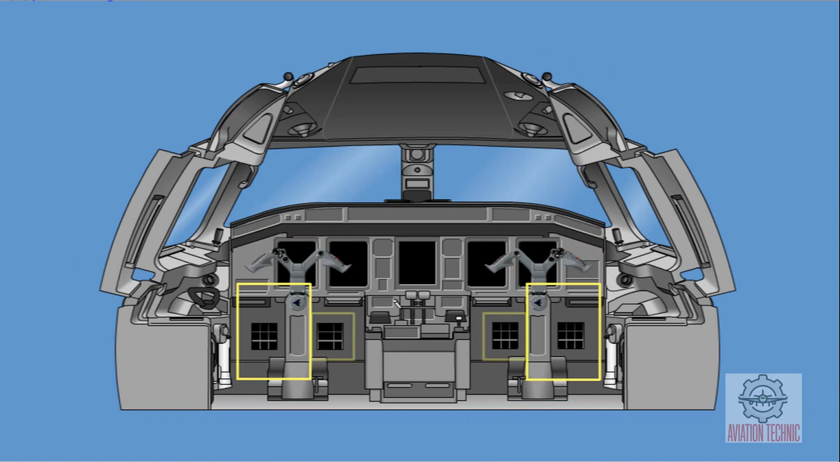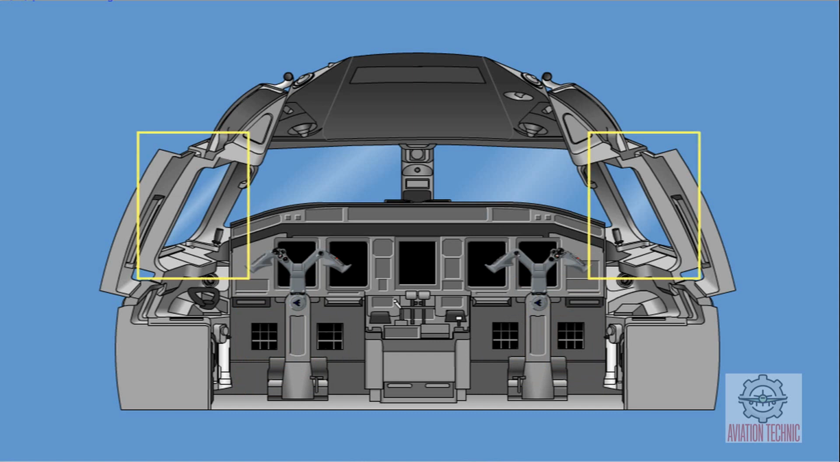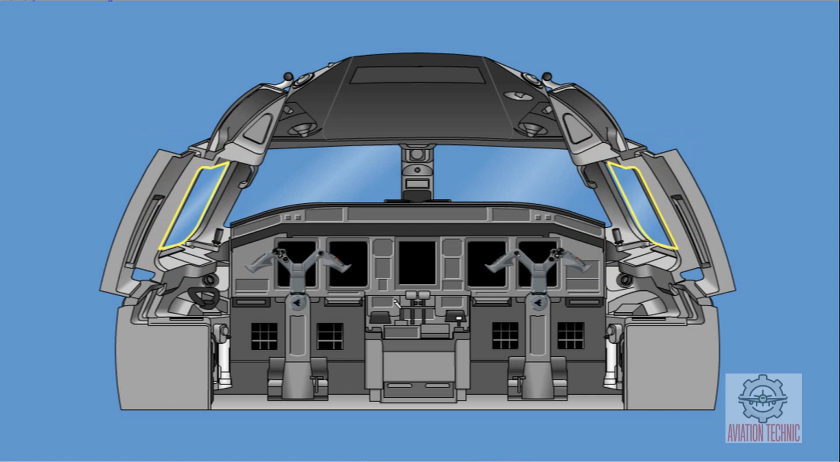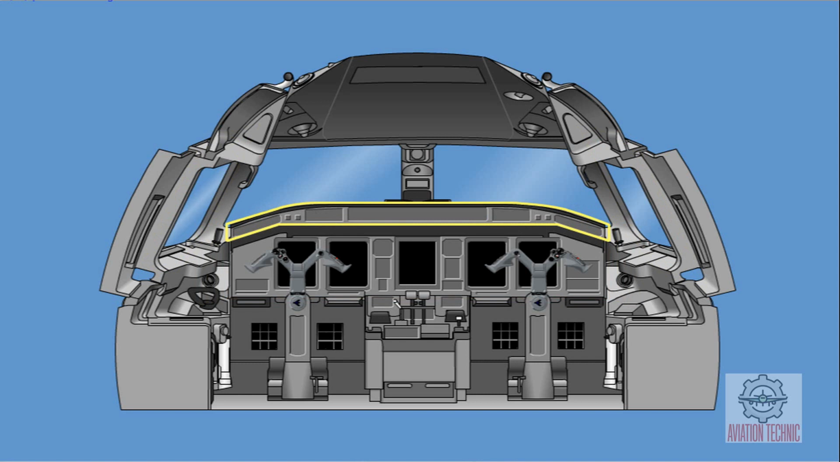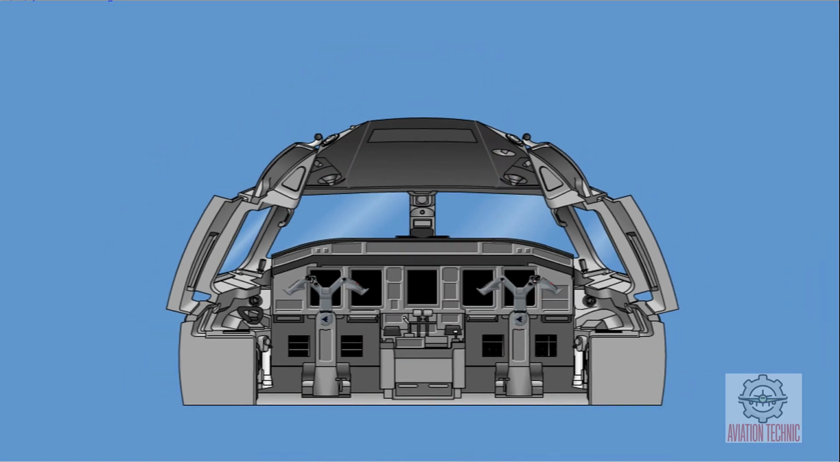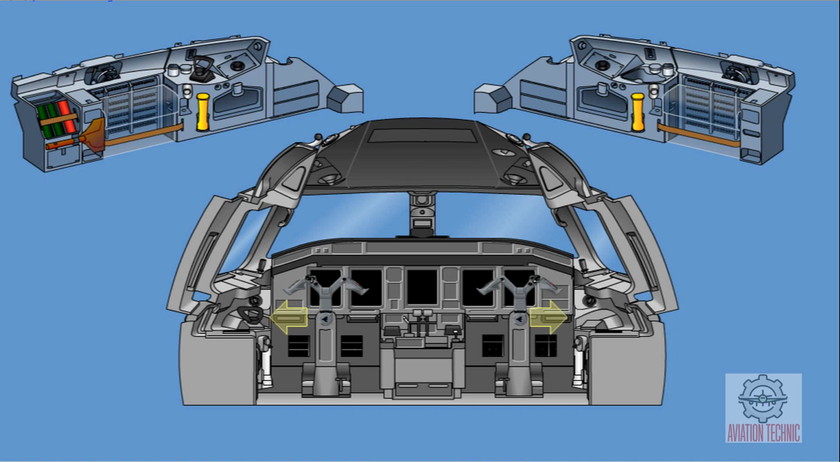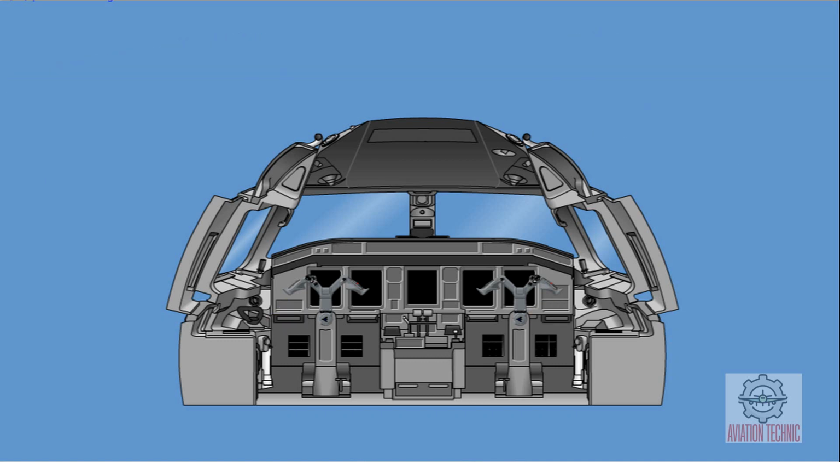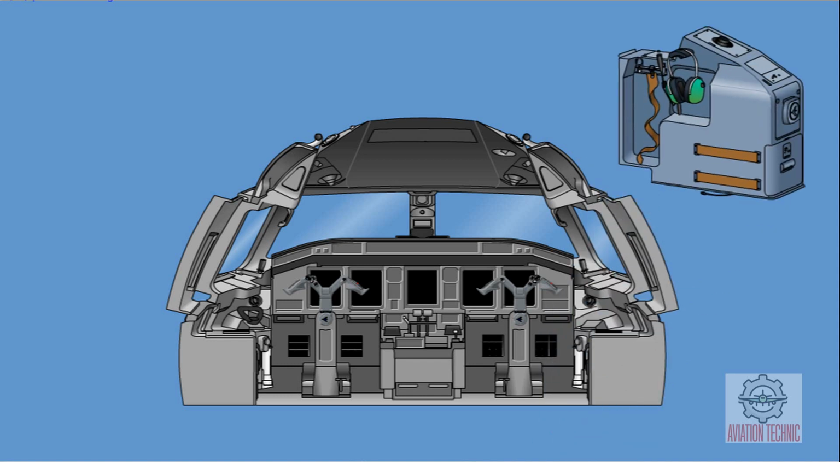Two control columns and rudder pedals. Crew emergency exits on direct vision windows on each side of the cockpit. A main instrument panel protected by a glare shield. Control pedestal located between the 2 pilot seats. Overhead panel located in the center of the ceiling panels. Lateral consoles located beside each pilot seat. Aft right-hand lateral console, also called observer console.